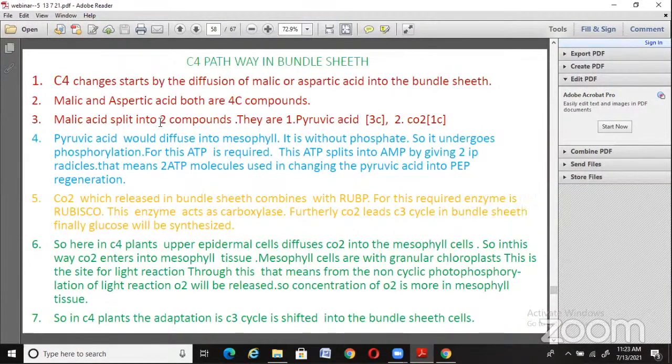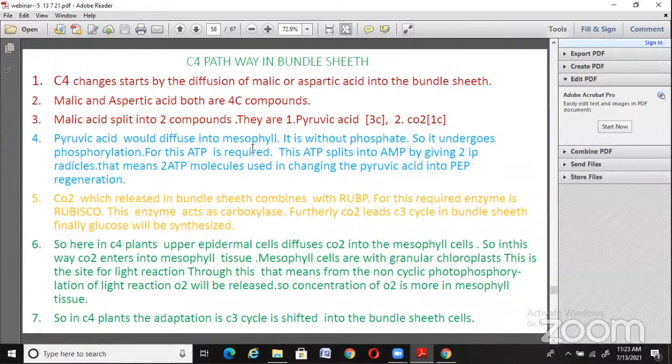See here, we are observing the changes in the bundle sheath. When malic acid diffuses into the bundle sheath cells, it dissociates into two compounds, one a 3C compound and the other a 1C compound. The 3C compound is pyruvic acid, which diffuses into the mesophyll. Before diffusing into the mesophyll cells, it undergoes phosphorylation by utilizing one ATP molecule.